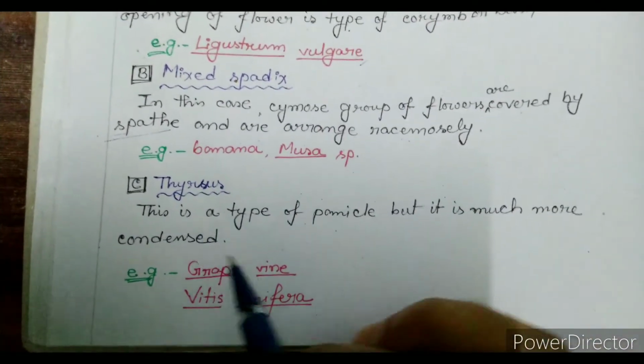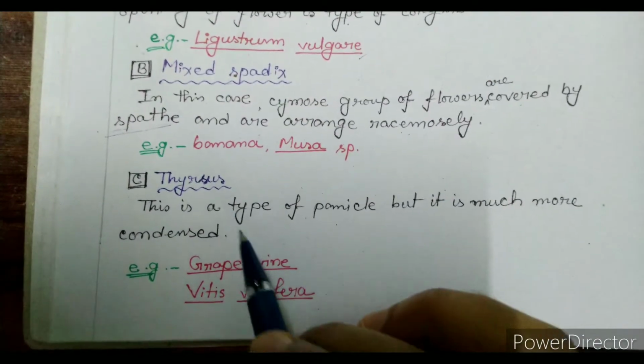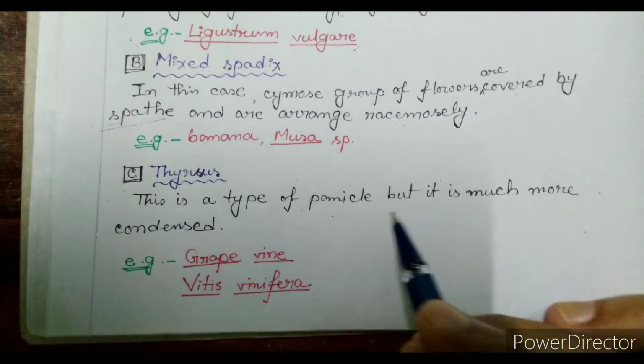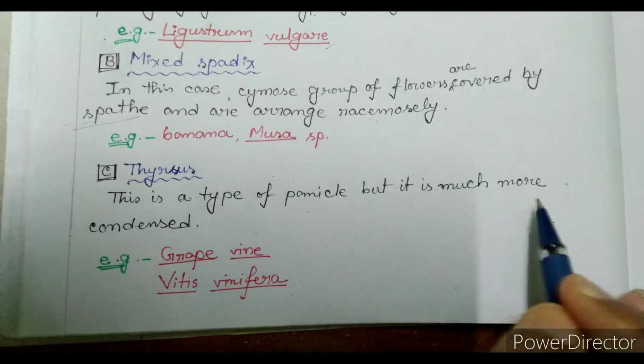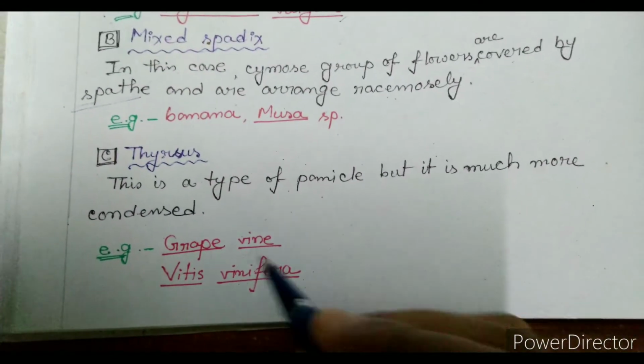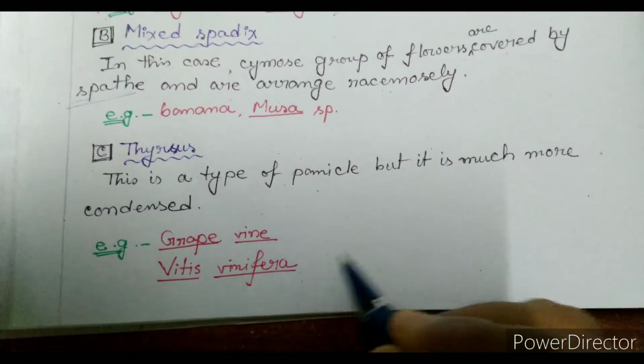Next we discuss thyrsus. It is a type of panicle, but it is much more condensed. And where is it found? It is found in grapevine, Vitis vinifera.